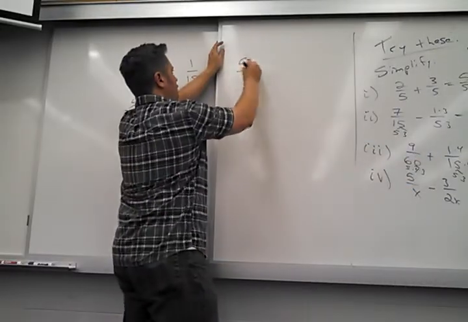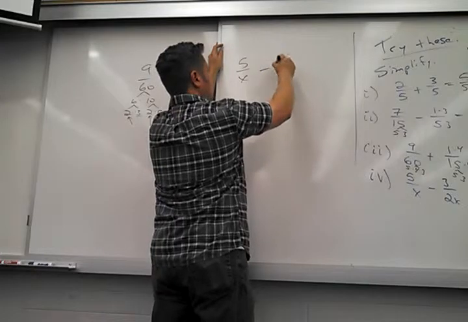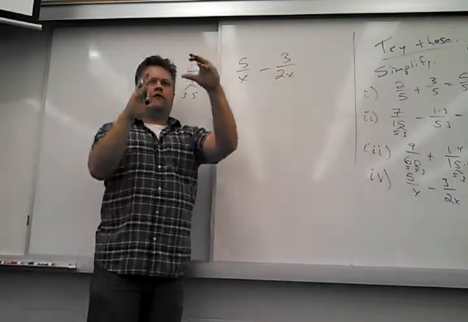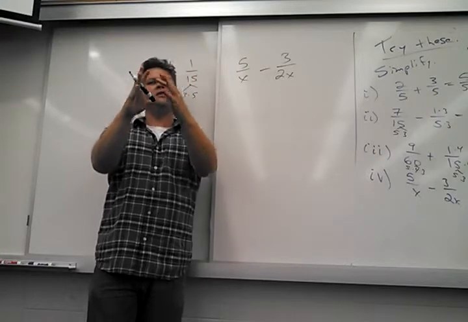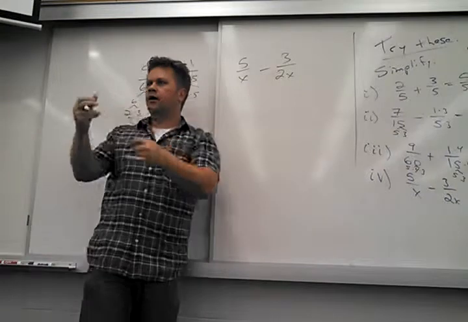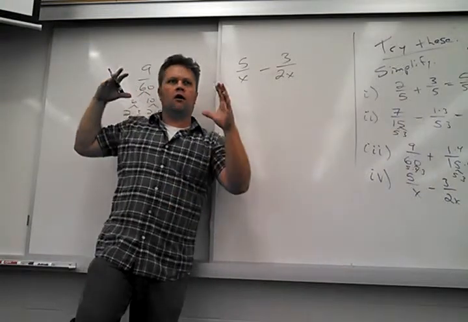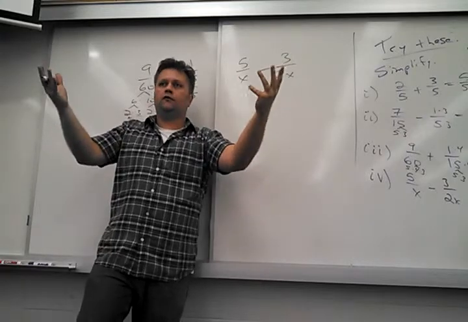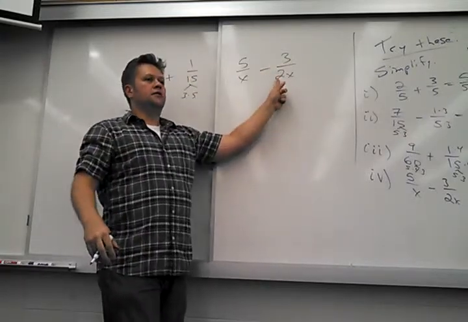So you've got 5 over x minus 3 over 2x. The really beautiful thing about having variables, maybe the only beautiful thing about them, is they are eternally factored already. I don't have to do prime factorization. They are factored, because what's x times y? It's x times y. I can't go any further. So this is 2 times x.